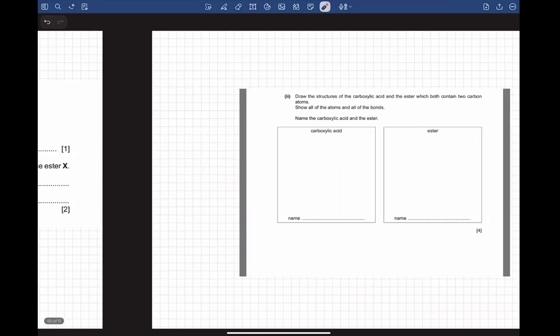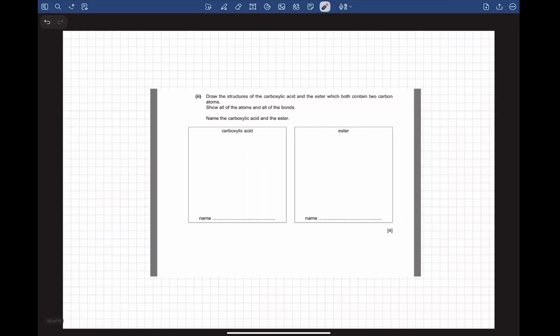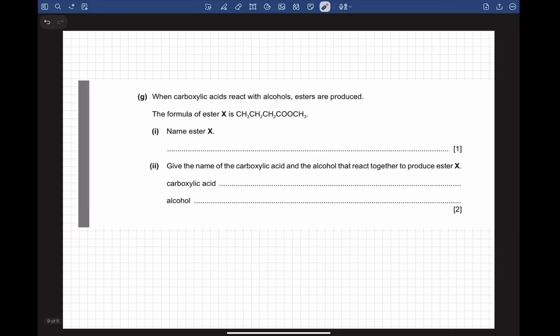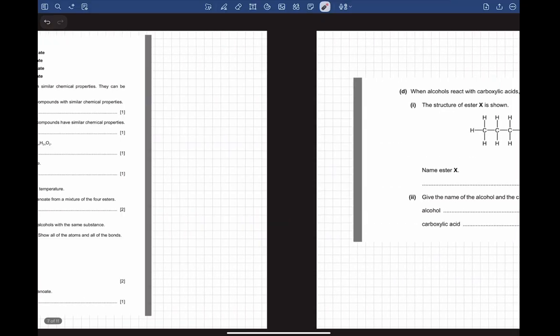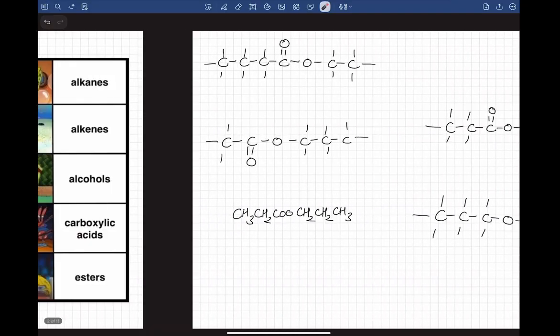We will discuss. Just another question, they're saying draw the structure of a carboxylic acid and an ester which contain two carbon atoms. You have to draw the structure of both of them. Alright, so this was just to help you understand what kind of questions IGCSE will ask you on esters. It's different kinds of questions. Let's start with the theory now. First things first, let's start with the theory.